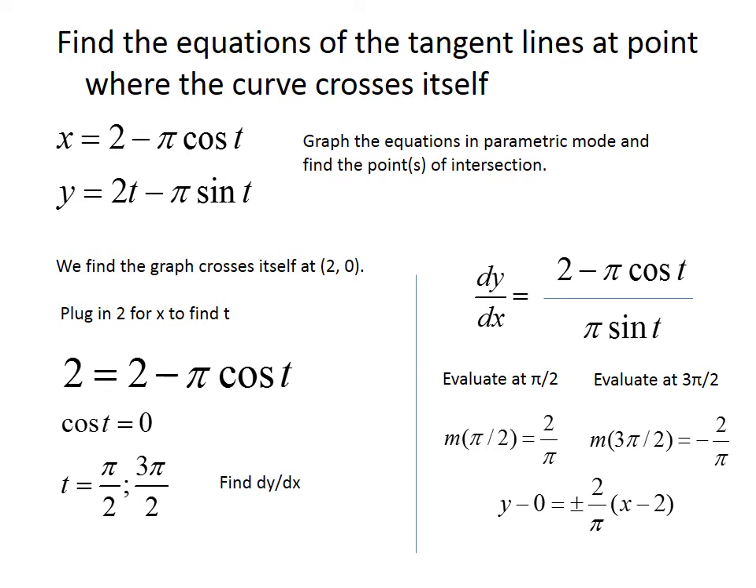And they said find the equation of the tangent line here. So using the point (2, 0) and the slope 2 over pi, I was able to write the equation of the line.